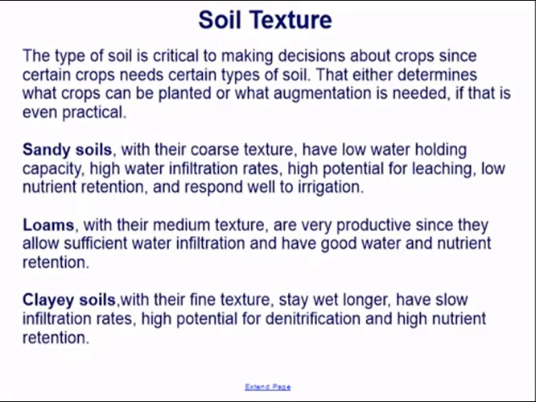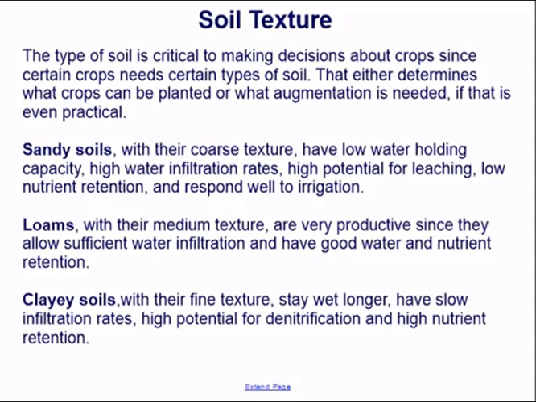The type of soil is critical to making decisions about crops, since certain crops need certain types of soil. That either determines what crops can be planted or what augmentation is needed, if that is even practical. Sandy soils, with their coarse texture, have low water holding capacity, high water infiltration rates, high potential for leaching, low nutrient retention, and respond well to irrigation.